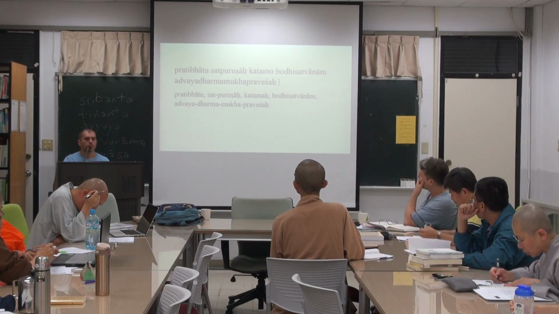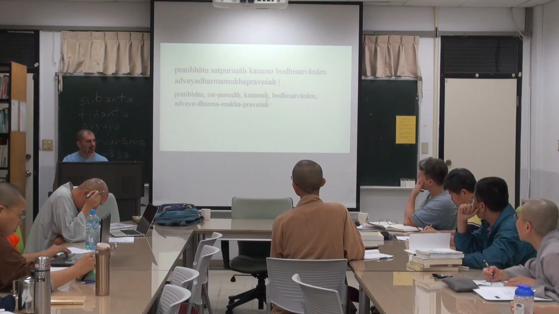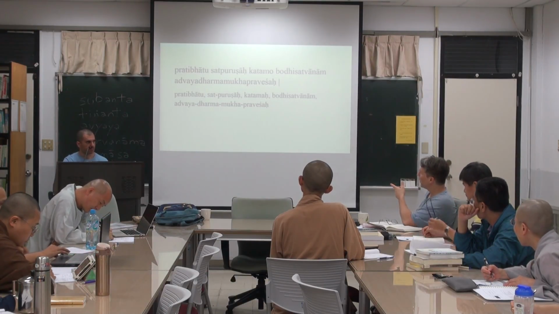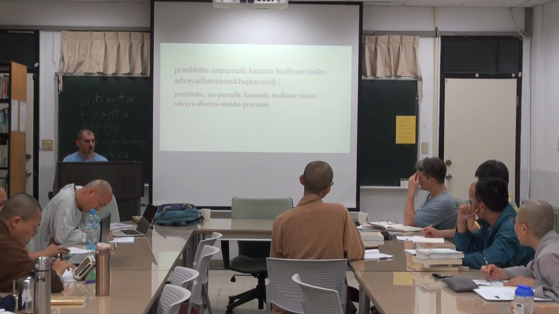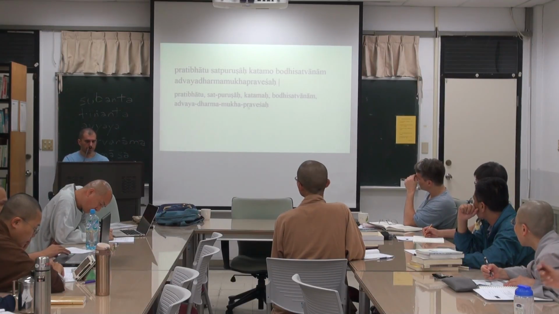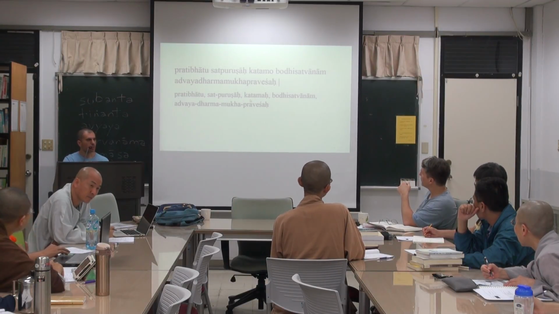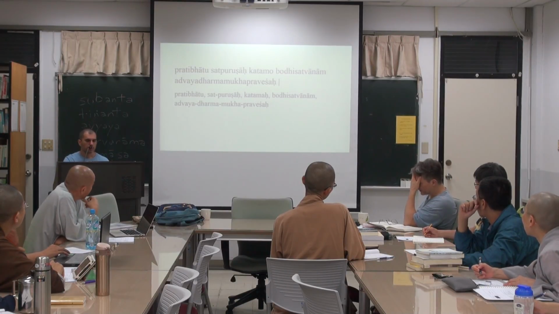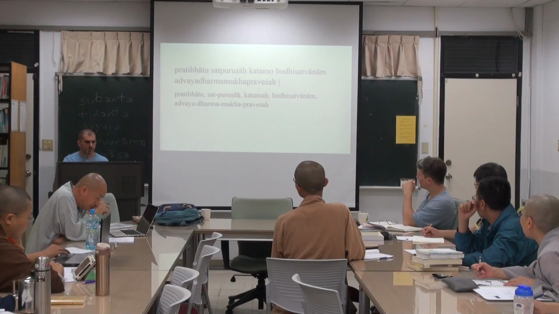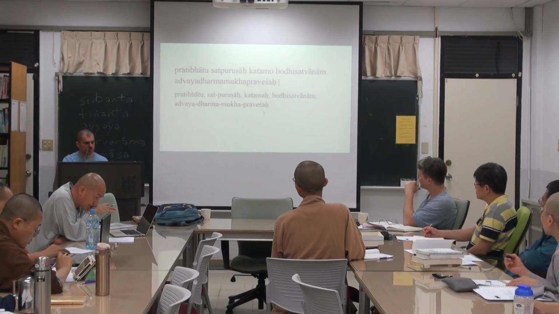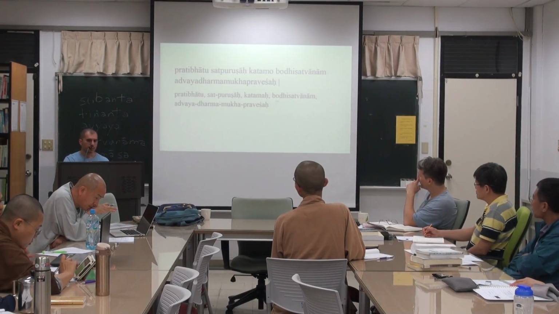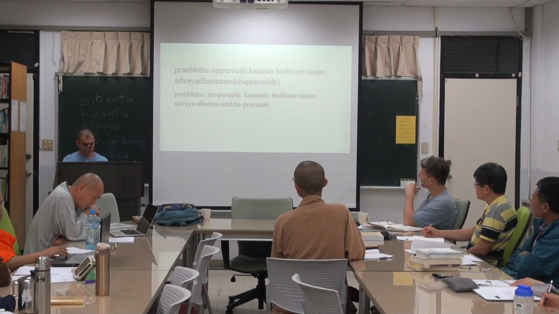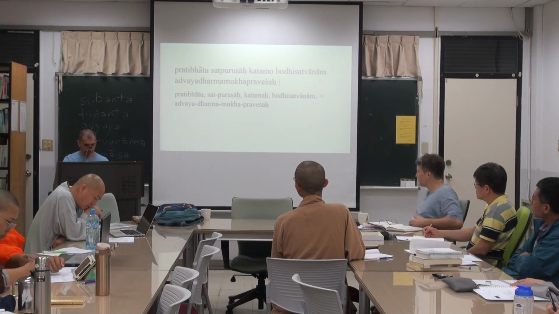But in the plural, it would not be katamaha. It would be katame. Okay, I see. Yeah, because it's sarvanama shabda. Sarvanama, yeah. So katamaha goes with praveshaha. Yeah, okay. So what is the entrance? That's basic. And then we have the sixth vibhakti, so genitive plural, bodhisattvanam.